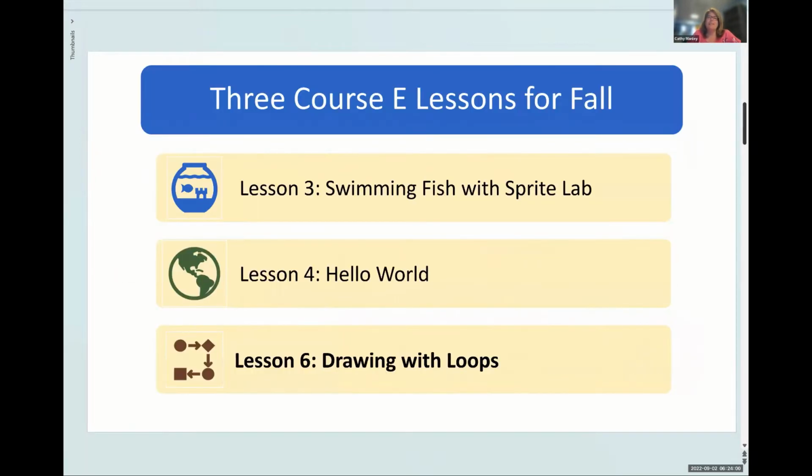There are 3 lessons that we've asked you to do with your students this fall. Those include Lesson 3, Swimming Fish with Sprite Lab, Lesson 4, Hello World, and Lesson 6, Drawing with Loops that we'll cover today. There are some awesome additional lessons that you may want to do with your students, so we encourage you to explore the course.